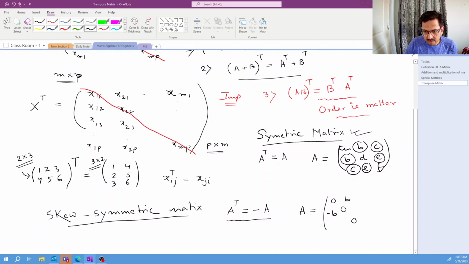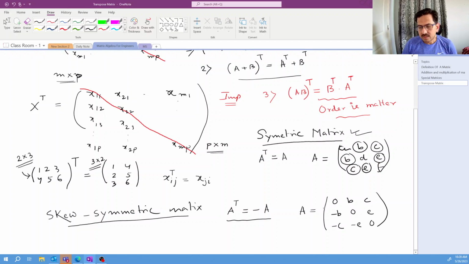Let's write down the C here, and this will be minus C, minus E. Let me write it first so that I can explain properly. Let's make it clear. So: 0, B, C; minus B, 0, E; minus C, minus E, and 0.